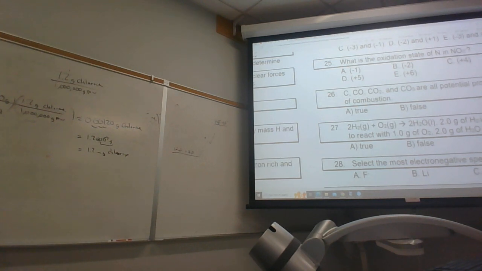So this is the range of oxidation states. Plus 6 is outside that range, and so we figure it's not stable, being outside the range. And so that's why that's false. CO and CO2 are fine, but CO3 is not.